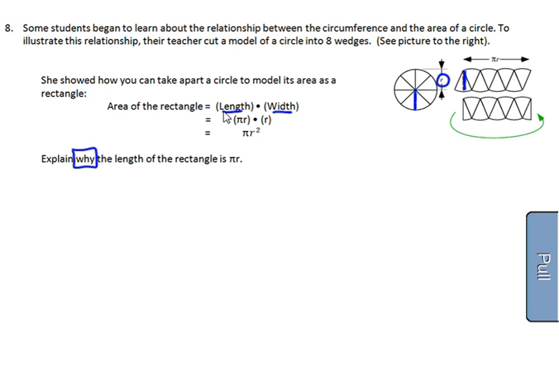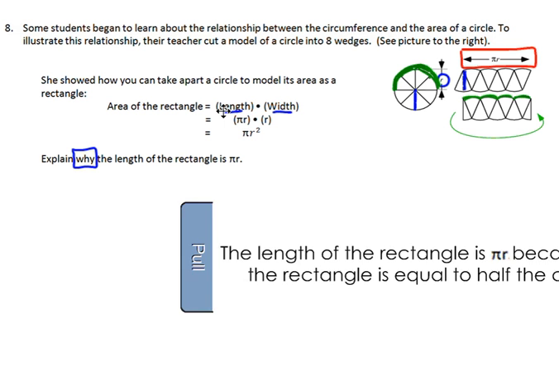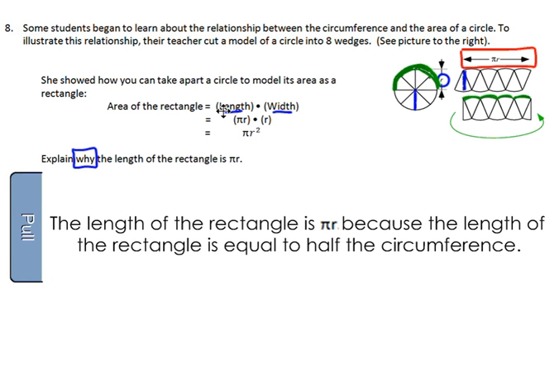So why did they label this side like they did? What we can do is actually trace these pieces right here and see that we have 1, 2, 3, 4. And if we do that on the circle, 1, 2, 3, 4, that's actually going to be halfway around a circle. And the distance all the way around a circle is circumference. So if we only want half of that, then we're going to say that that length is half of the circumference. So in words, we can say the length of the rectangle is pi times radius because the length of the rectangle is equal to half the circumference.